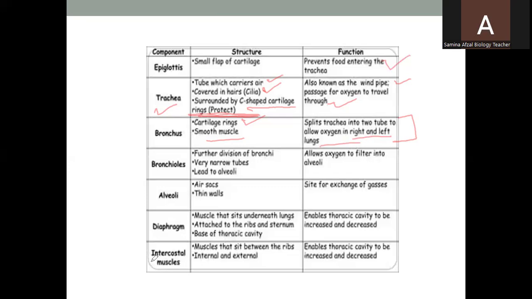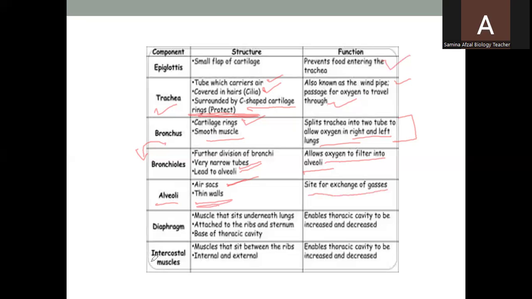So in this way, the air can enter both lungs, and then the bronchioles. Bronchioles are a further division of the bronchus into very fine branches. At the end of each bronchiole, an alveolus is present. Oxygen filters into the alveoli, the balloon-shaped air sacs. They have very thin surfaces, and this is the site where exchange of gases takes place.